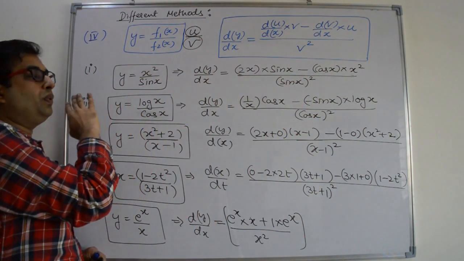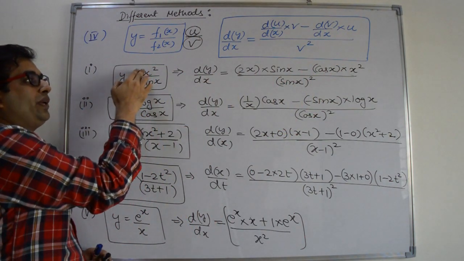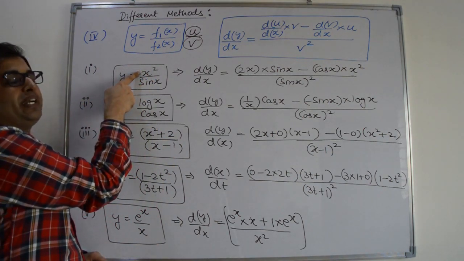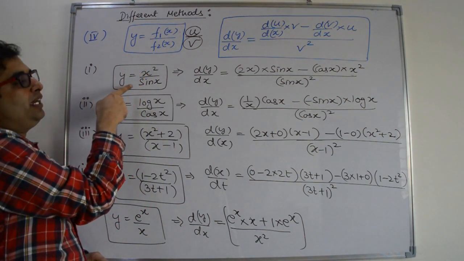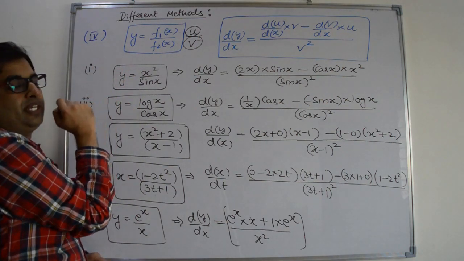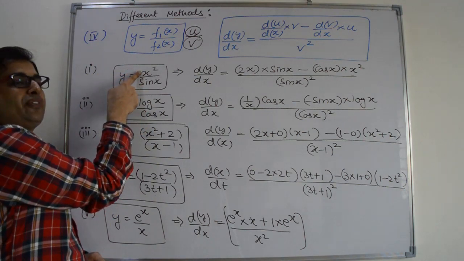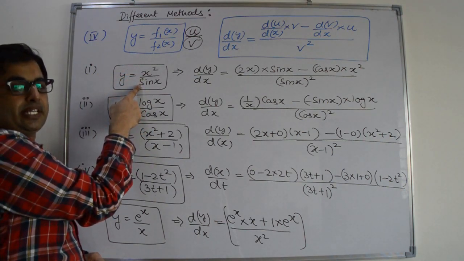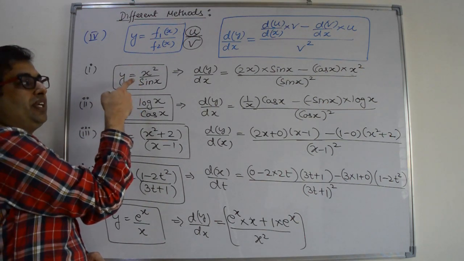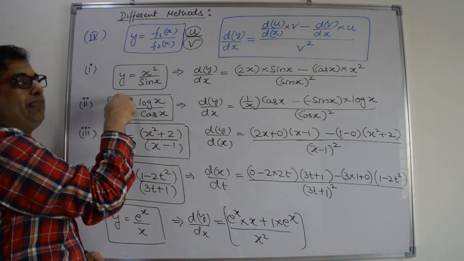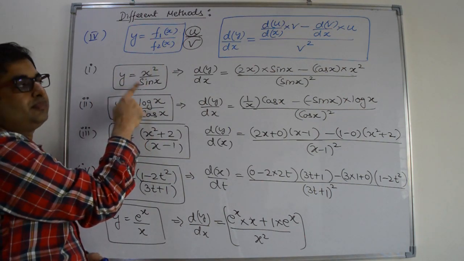Let us take one example, x square divided by sin x. So here the numerator is also x dependent and the denominator is also x dependent. So how to solve this? We will differentiate the numerator first, the denominator will come in multiplication, then minus sign. Then differentiate the denominator and the numerator will come in multiplication, divide by the denominator whole square.